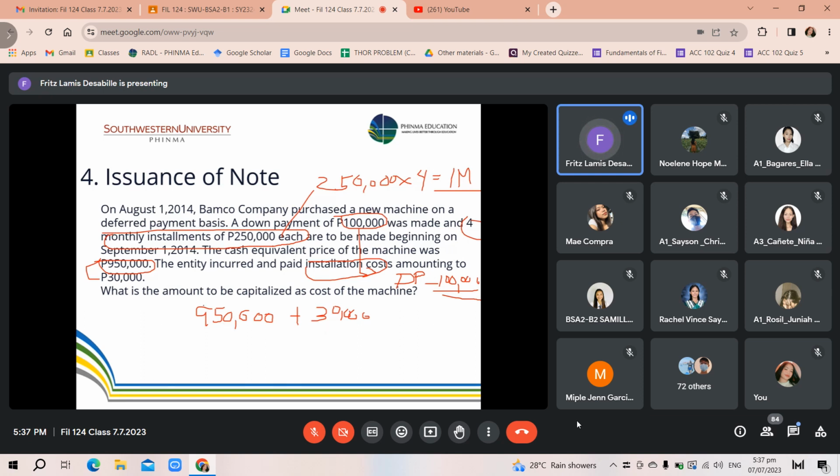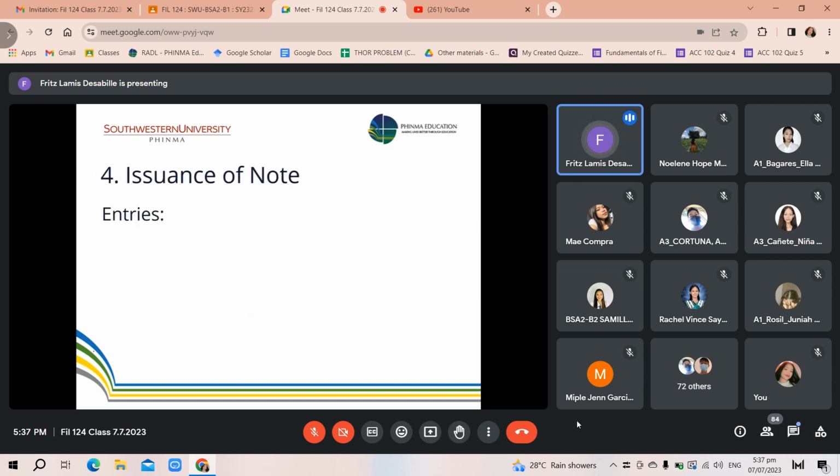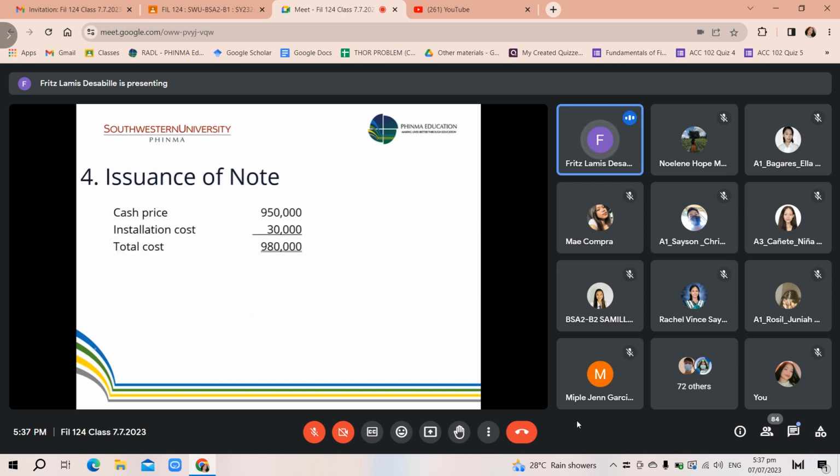So 950, this is the cost, which is the cash price equivalent, plus 30,000. This is our initial cost of the PPE. So the answer would be 980,000. Now guys, what I want you to remember, other than this, is that this 980,000 cost of machinery is our journal entry.